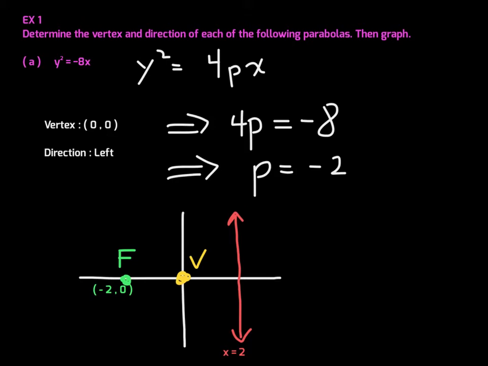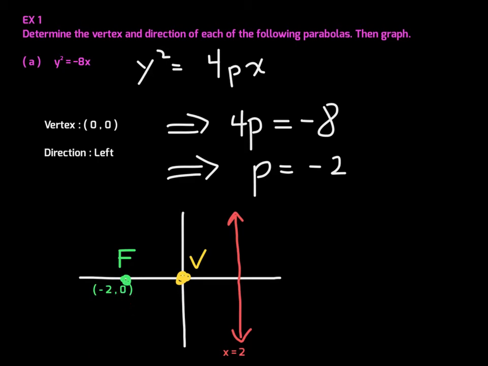So what we're going to do is from our focus, we're going to move up and down to find the endpoints of that latus rectum. But how many units? We're going to go up from the focus 2 times the absolute value of p units upward, and then we'll hit our parabola up there, and then 2 times the absolute value of p units downward to hit the parabola down here.